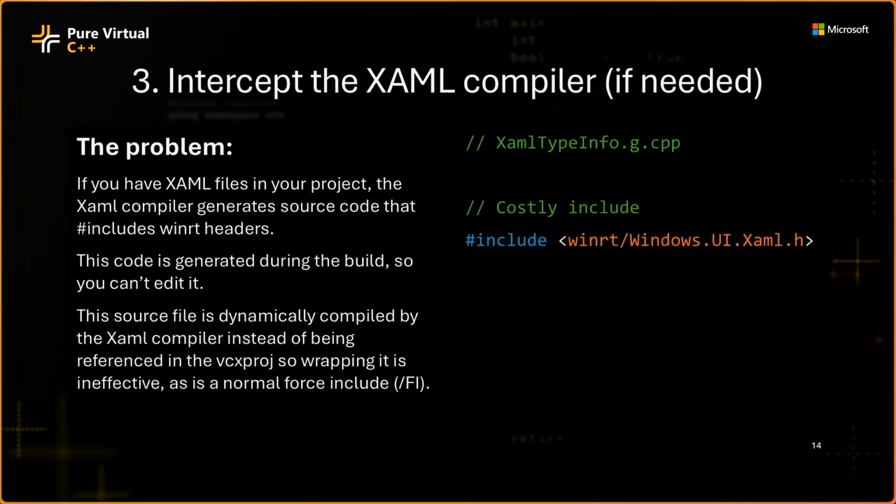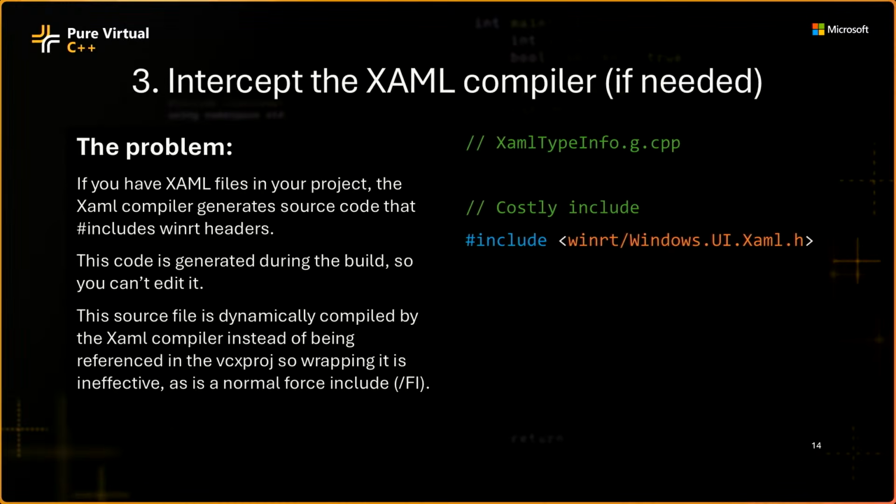The XAML compiler generates code that has #include WinRT, some namespace, XAML related stuff to make things work, to power bindings and whatnot. I don't know, I'm not an expert there, but this is what it does. It generates this code. This is tricky.